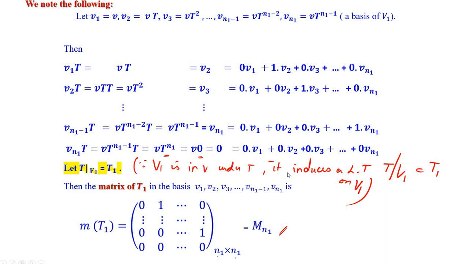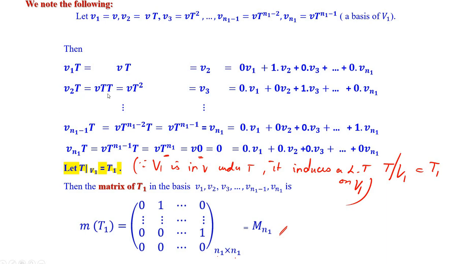V1 is invariant under T, so it induces a linear transformation restricted to V1, which we denote as T1 on V1. So we have to obtain the matrix of T1 in this basis V1 up to Vn1, which means only if we write in this form can we write out the matrix. So we consider V1T. V1 is v, so vT. But what is vT? vT is V2. So only this vector V2 is there, the rest are not there, so supply them with 0.